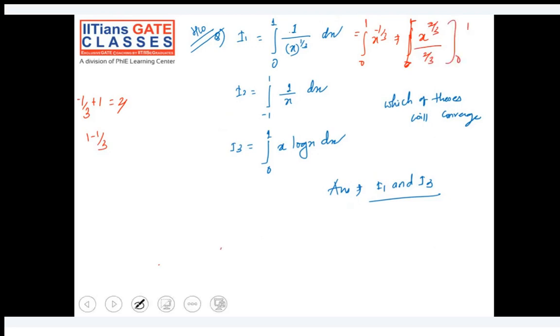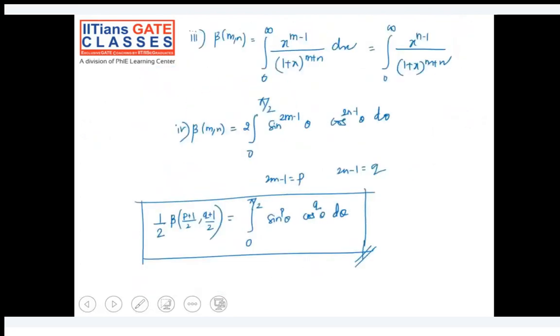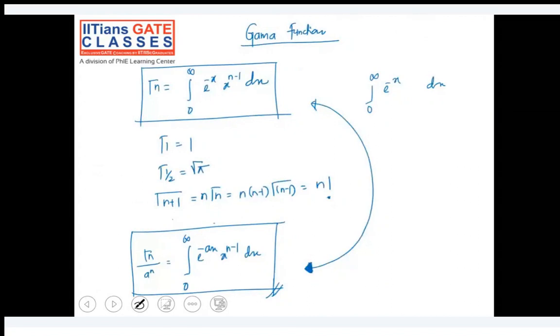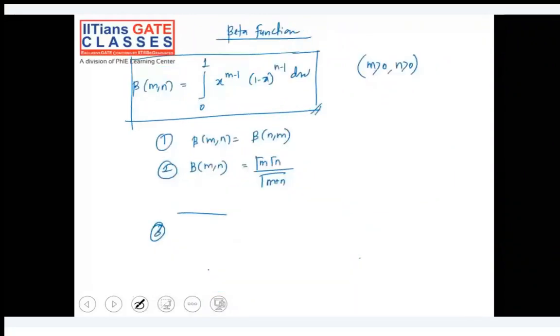Coming towards beta and gamma functions, I'll repeat what I have given. I've given you the definition of the gamma function. Gamma n is equal to integration 0 to infinity e to the power minus x, x raised to the power n minus 1 dx. Gamma n plus 1 is equal to n factorial. Coming towards the beta function, beta m comma n has 3 different forms. It can be written as integration 0 to 1 x raised to the power m minus 1, 1 minus x raised to the power n minus 1 dx, or on the next page I have given you these two forms: 0 to infinity x raised to the power m minus 1 divided by 1 plus x raised to the power m plus n, or in terms of sine and cosine.